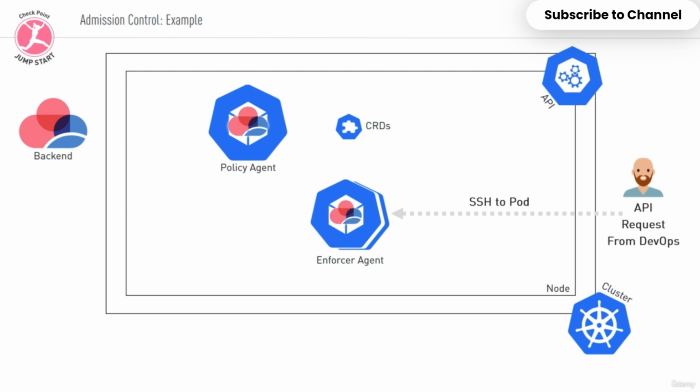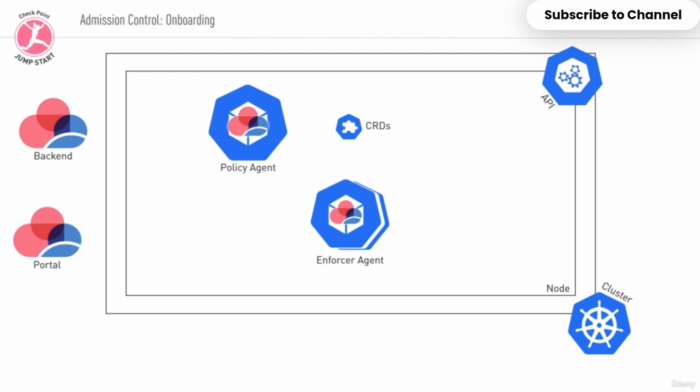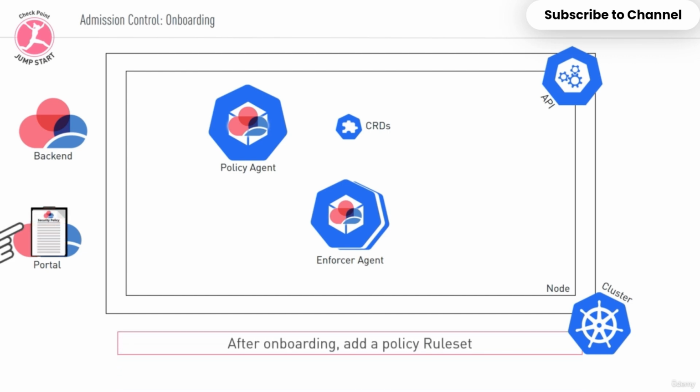So for instance, only DevOps has permission to connect via SSH to a pod protected by CloudGuard. So the API call will be permitted to pass by the enforcer agent to the API server. API calls from all other sources in this case will be dropped before the API call is completed. Unlike the previously discussed components, for admission controller to function, it requires proactively adding a policy rule set. Later on, when we get to this part of the deployment, we'll look at how we can add such a rule set.